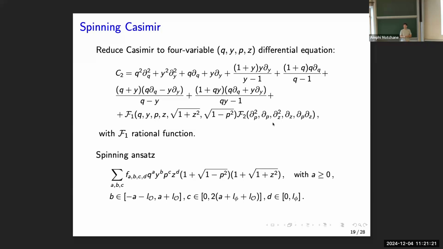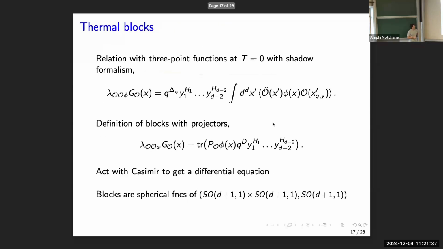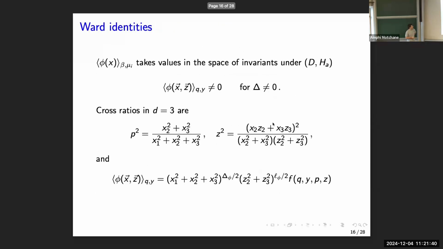Okay. I was a bit confused about this comparison. I thought the difference was mainly that you have this chemical potential. Yes, so the differences are two.